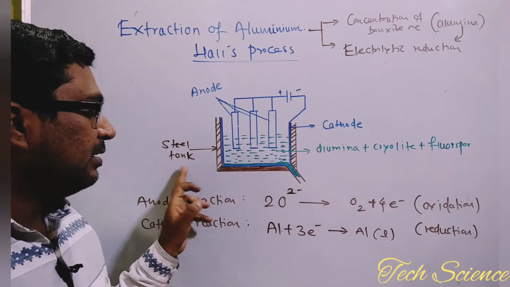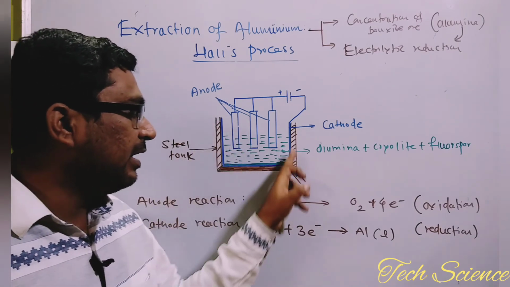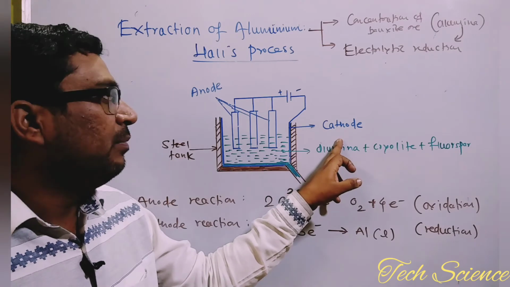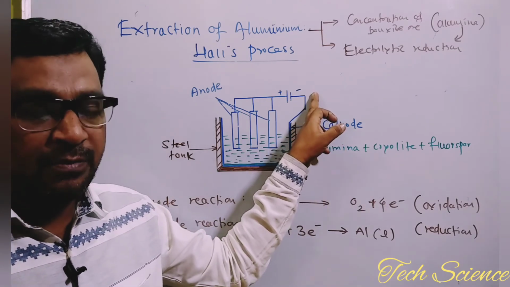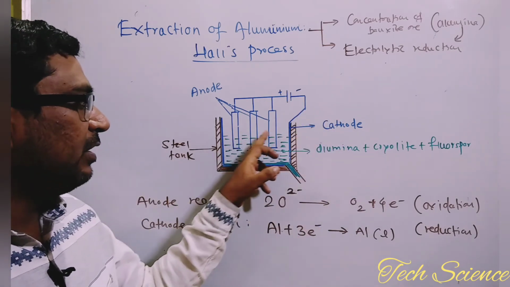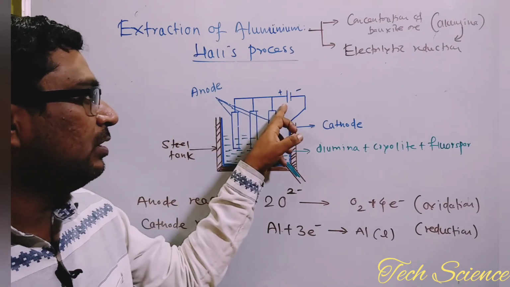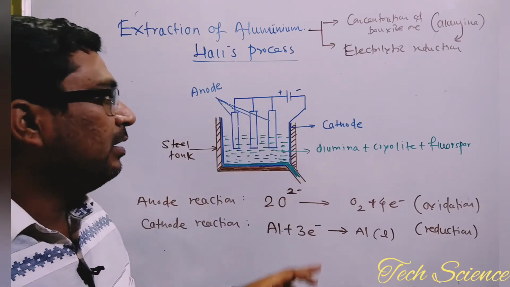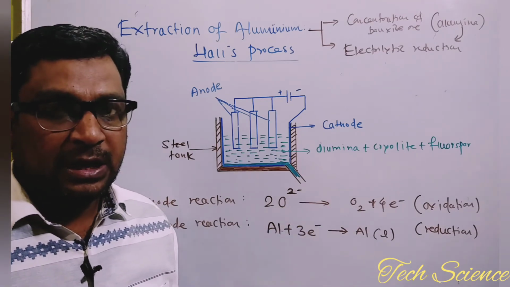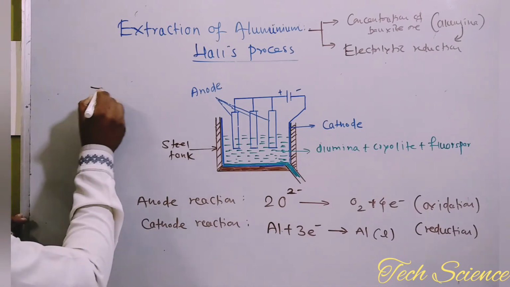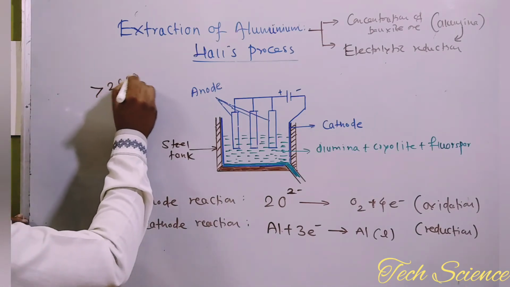A steel tank. Inside the inner lining of this steel tank, we have a layer of graphite, and it works as a cathode, because it is connected to the negative terminal of the battery. There are three graphite rods, and they work as an anode because they are connected to the positive terminal of the battery. And the molten alumina is taken here, having a melting point greater than 2000 degrees Celsius.